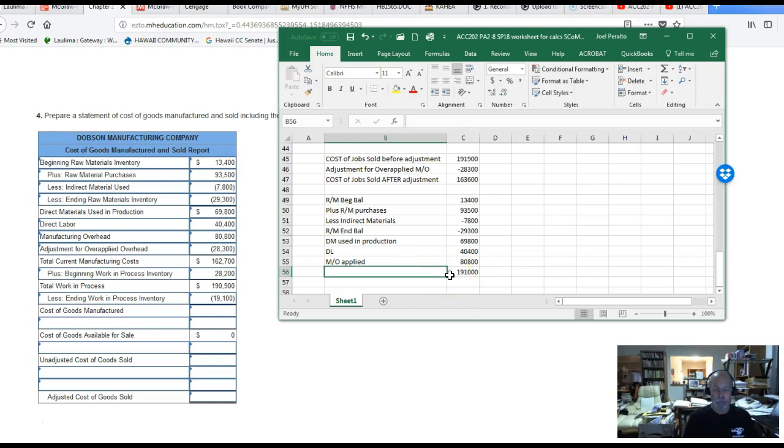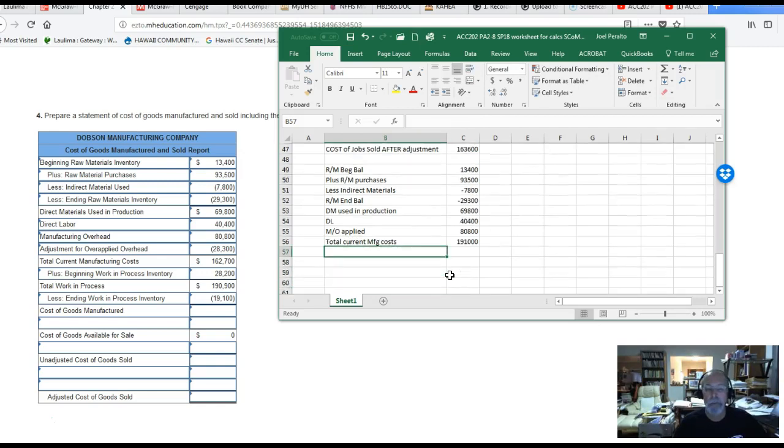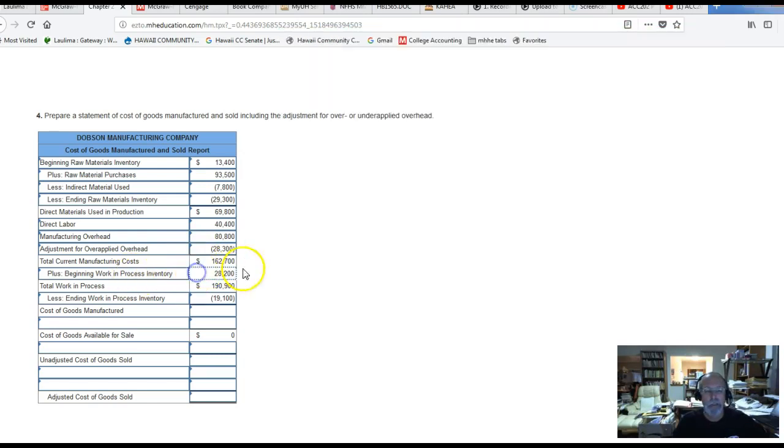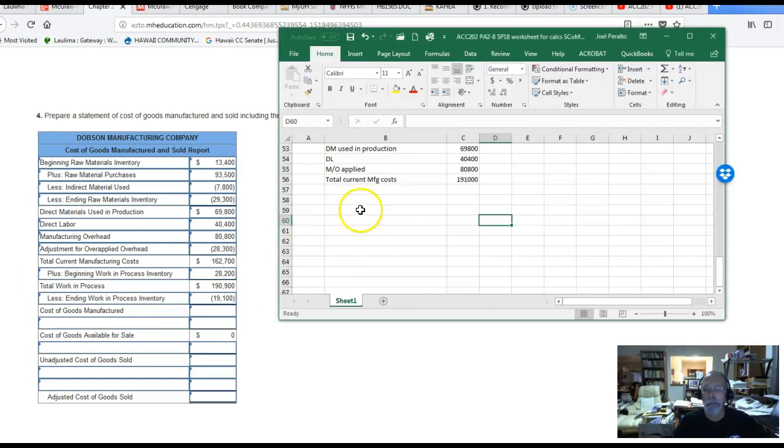And this would normally be called total current manufacturing costs, as opposed to what's showing up on the statement here, 162.7, because of this adjustment in here, which I'm not sure about. And then we account for work in process beginning and ending inventory.